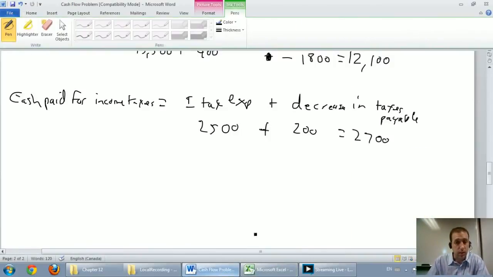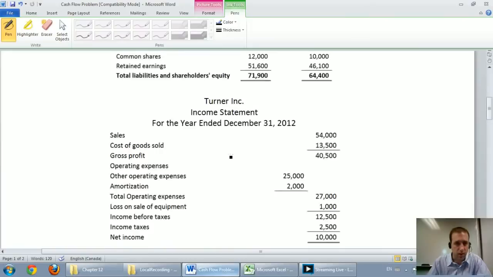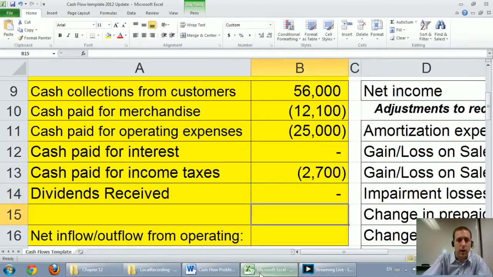Dividends received, here I'm looking for dividend revenue or dividends receivable. Now I noticed the company declared and paid some dividends. If they declare dividends, that's not dividend revenue, that's not dividends received, that's dividend payments, and that happens down in the financing section. The dividends received, we didn't have any. I don't see any here, so we'll leave that one off. Again, dividends paid, we're going to deal with later on when we do the financing section. Okay, so I think I'm done here.